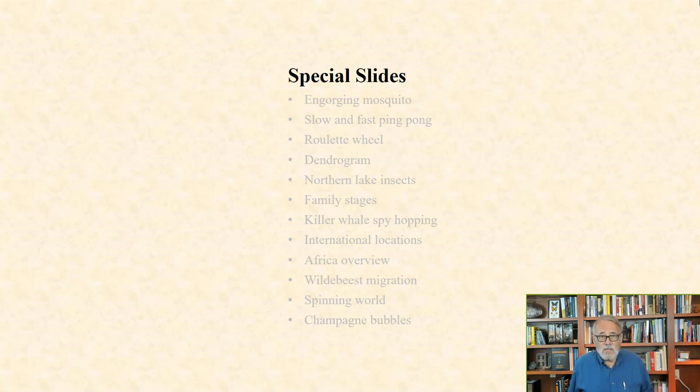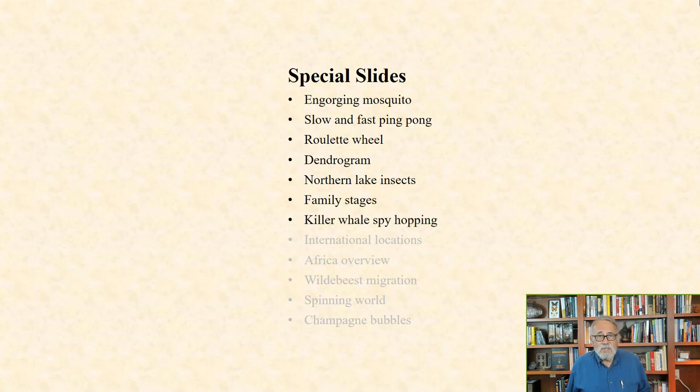The slides or groups of slides that I present here include engorging mosquito, slow and fast ping pong, this was for a special group who happened to like ping pong, roulette wheel, dendrogram, northern lake insects, family stages, killer whale, spy hopping, international locations, Africa overview, wildebeest migration, spinning world, and champagne bubbles.